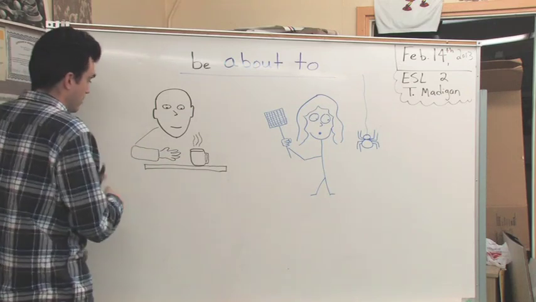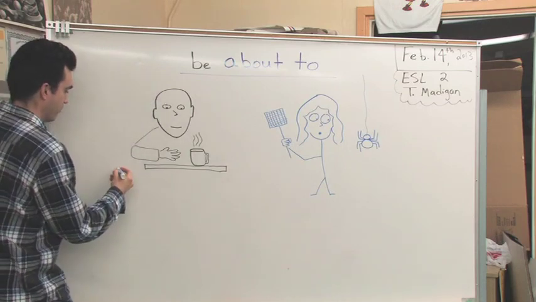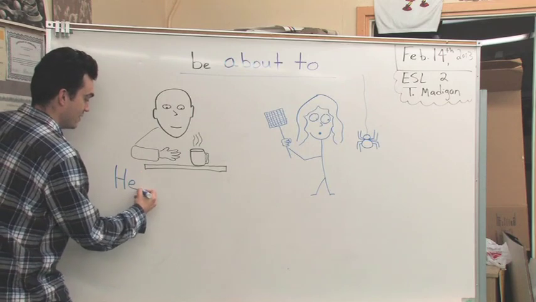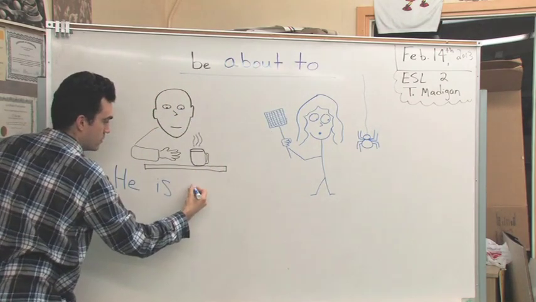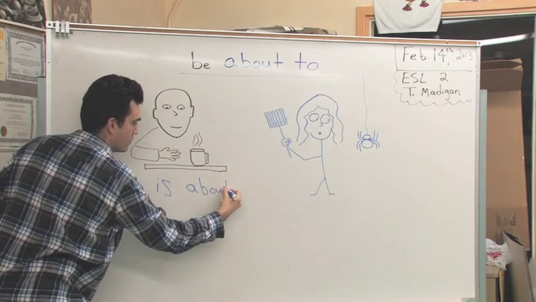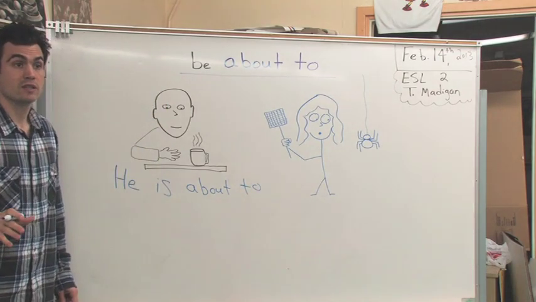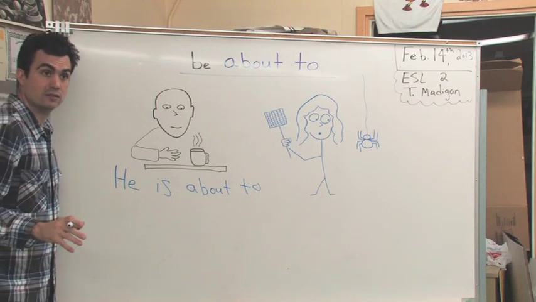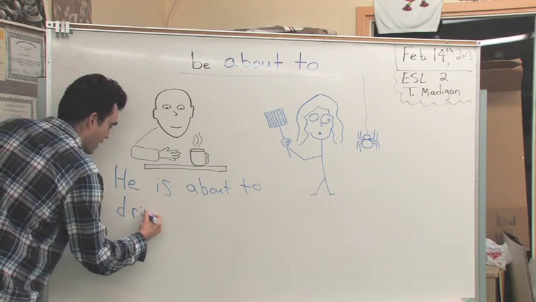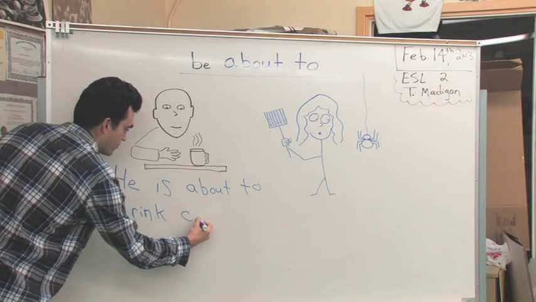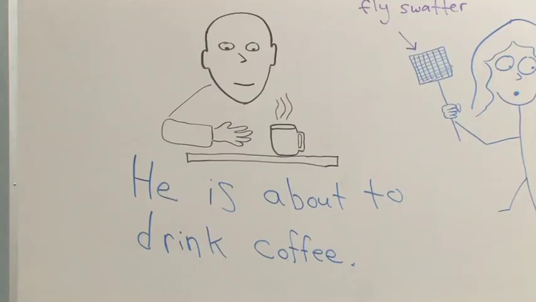right? So the sentence, let's use a different color, maybe blue. He is, right? We need the verb to be, about to. Now we need the base verb. He is about to what? Drink. He is about to drink coffee. Right?